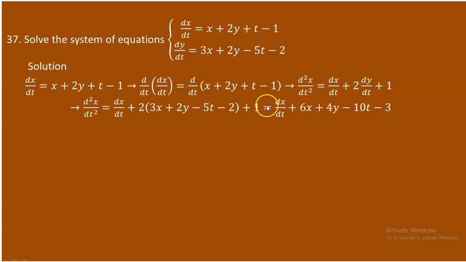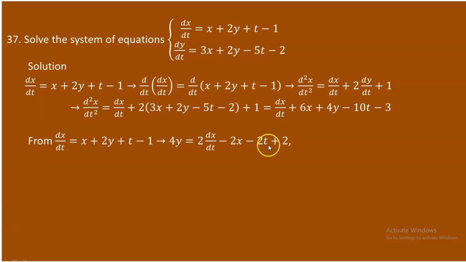Still we are having y here. So in order to avoid this y, we can again consider this one, students. If you multiply this by 2, you can have 4y, and taking 4y to the right and the others to the left, we can know what 4y is, and that has been done here. Look, this is 4y, directly taken from this expression.